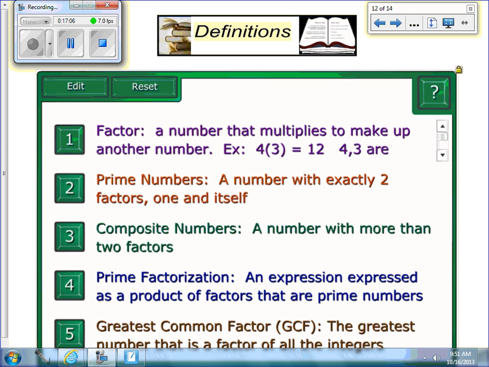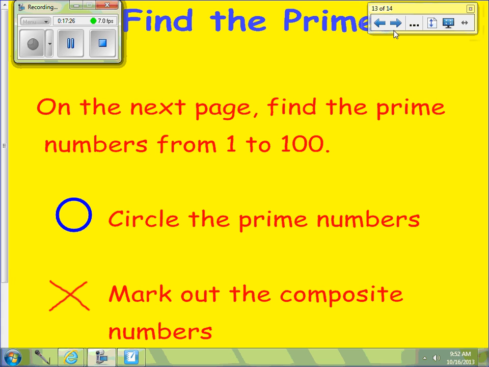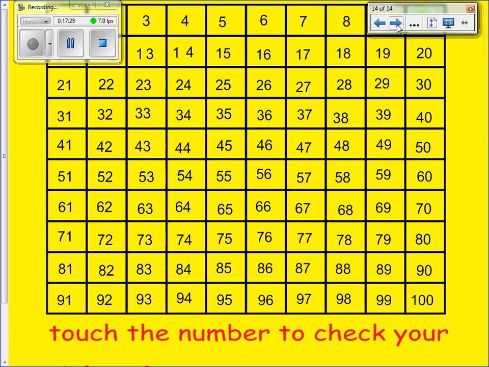Now on the next screen, you're going to circle the prime numbers in your 100 square, and you're going to mark out the composite numbers. Remember, if 2 is a prime number, all the multiples of 2 are composite and can be marked out. So you'll notice that on each one of these, if it's a multiple of 2, it will be marked out, and circle the ones that are going to be prime numbers.